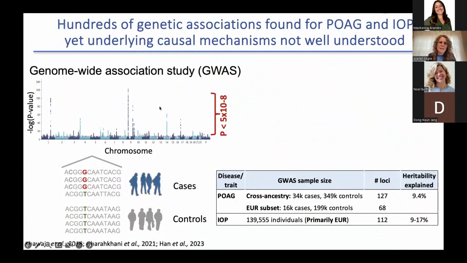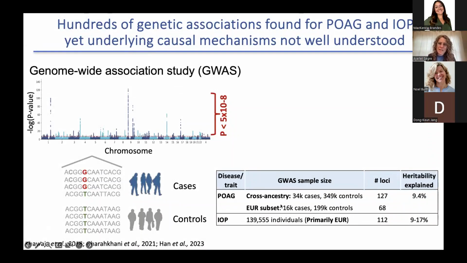So to date, a very large cross-ancestry meta-analysis has been conducted on POAG, published in 2021, with over 34,000 cases and about 350,000 controls, comprising European, African-American, and East Asian individuals. And that led to the identification of 127 loci, explaining about 9% of the heritability. Also, a GWAS on the European subset has been conducted on 16,000 cases and 200,000 controls, leading to 68 loci, over 20 of which were not found in the cross-ancestry meta-analysis.